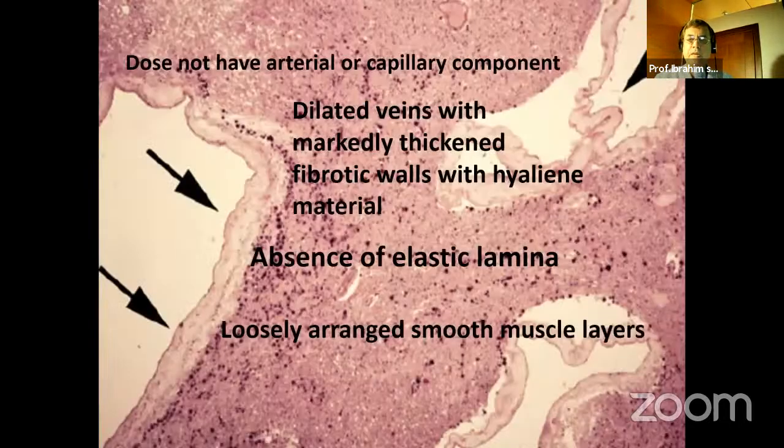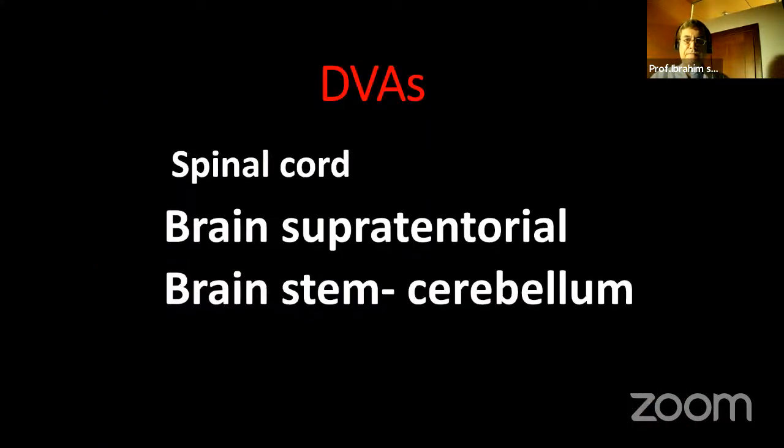If you look at the histology, if you take a picture of the DVA, it is just a dilated vein, no capillary, no arterial component, just dilated veins with thickened walls, fibrotic with hyaline material, and the wall has absence of elastic lamina, loosely arranged smooth muscle. So just a vein with a lot of architectural changes.